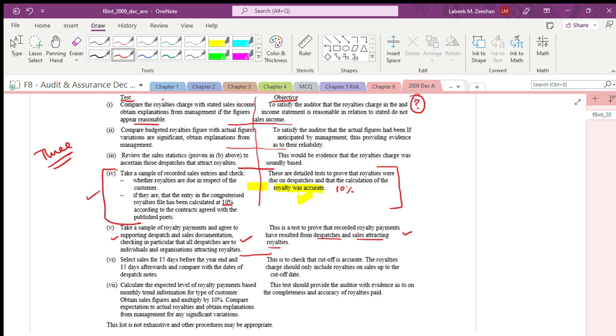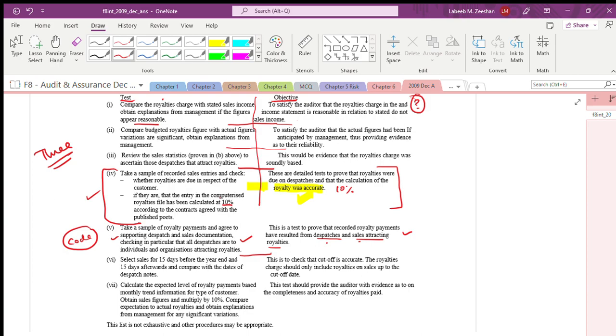Take a sample of royalty payments and agree to the dispatch and documents. What will happen if there is a royalty payment? Automatically it will be reflected in the code. That code will be displayed on the sales invoice and dispatch note. Why are we doing this test? To prove that recorded royalty payments have resulted from dispatches and sales. If you want to prove that royalty has been generated through these specific sales or dispatch notes, this is the test.